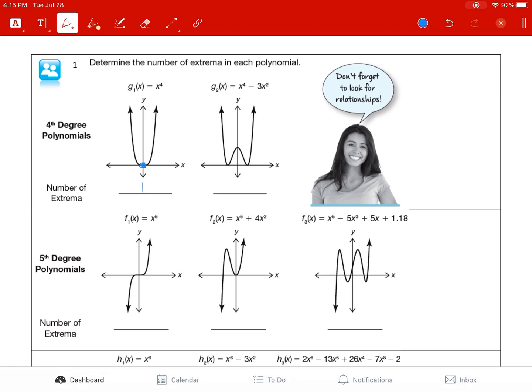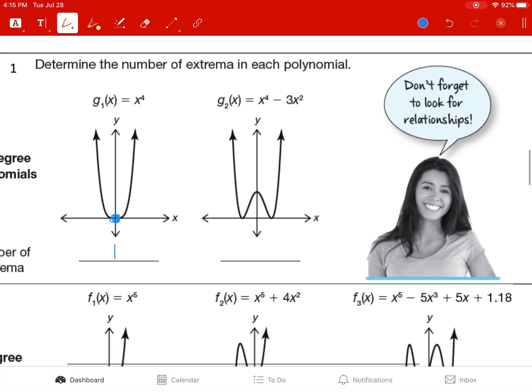Different equation, still x to the fourth. But in this case, it has 2 valleys and 1 peak, and it has 3 extrema. Okay, now we're going through this. You can see this young lady here. She says, don't forget to look for relationships.